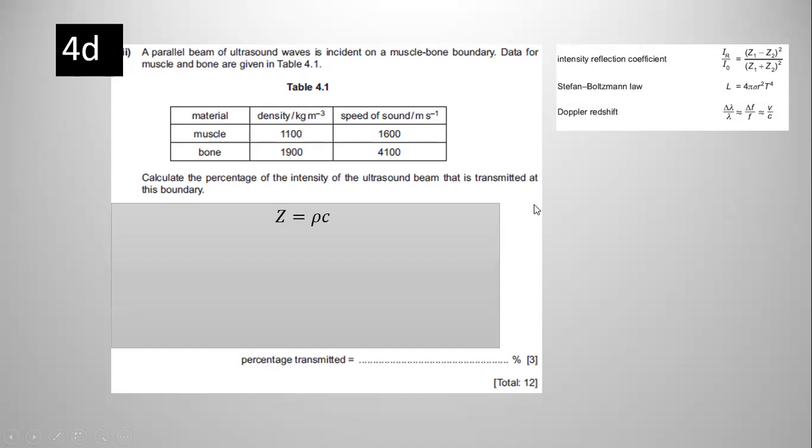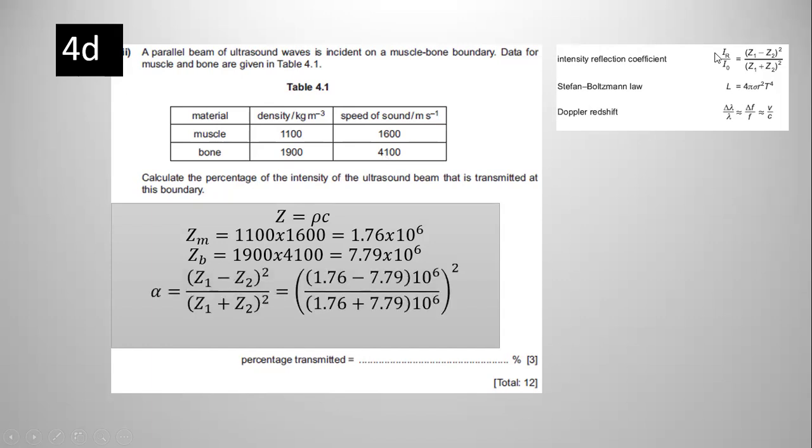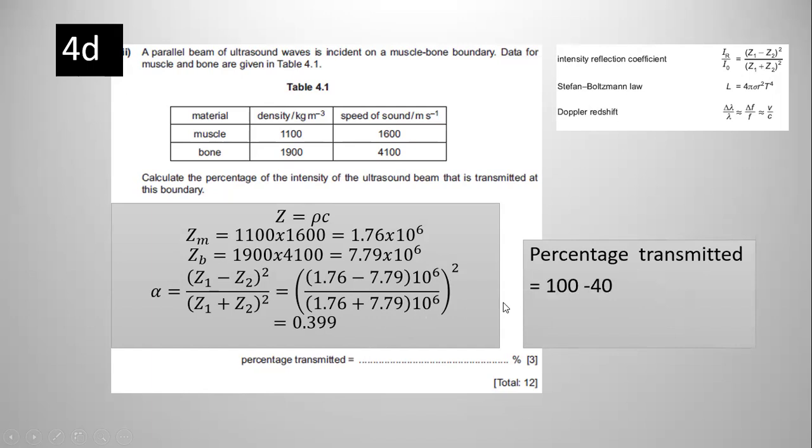So calculate your Z first. Z for muscle, Z for bone. Right? Use that for bone, it is density times speed. Get that, and then use this formula. Right? One you subtract, one you plus, and then you square the whole thing. This one cancels off. Okay, so this one is about 40%. 40% reflected, so transmitted is 100 minus 40, 60%.